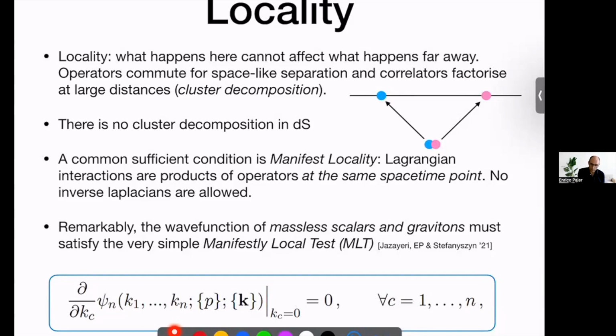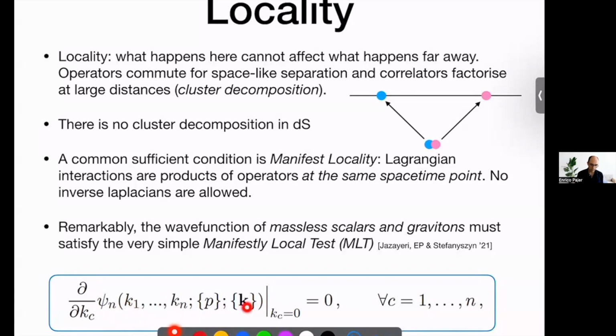In particular, the way we usually impose locality when we write down models is actually manifest locality. We say in the model, the only interactions that I'm going to allow are products of operators at the same point and their derivatives. So if you have one such theory that is manifestly local in this sense, then all the wave function coefficients that you can compute satisfy this very simple equation.